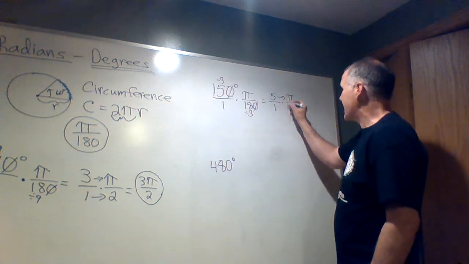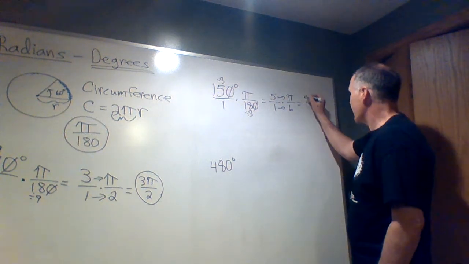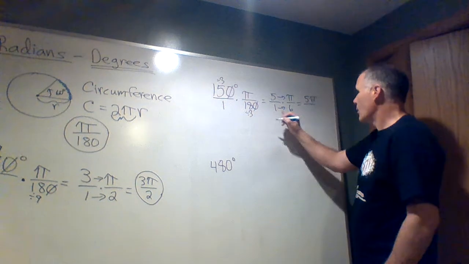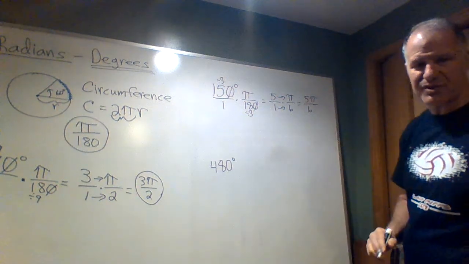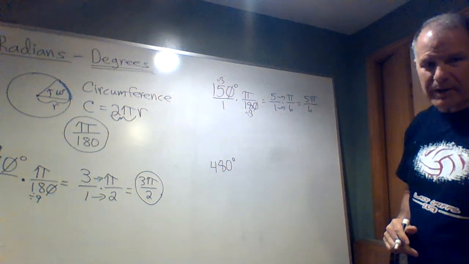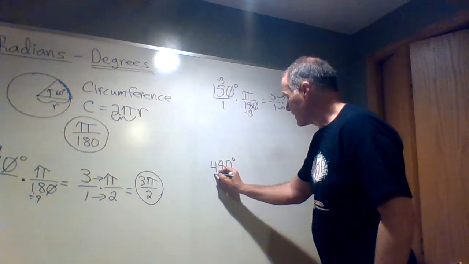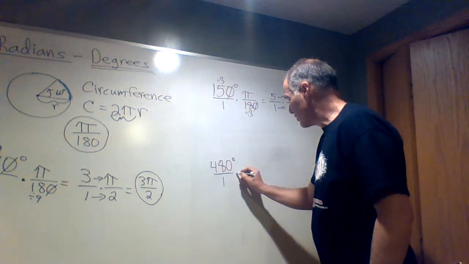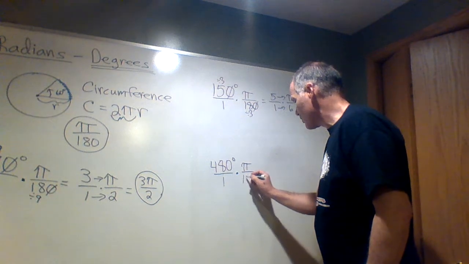Okay, and again, the last step, multiply across the top, 5 and pi on the top. 1 times 6, 6. Boom. There's our answer. 5 pi over 6. 5 pi over 6. Okay. Last one, and then I'll give you a couple of these to do on your own. 480 times pi over 180.